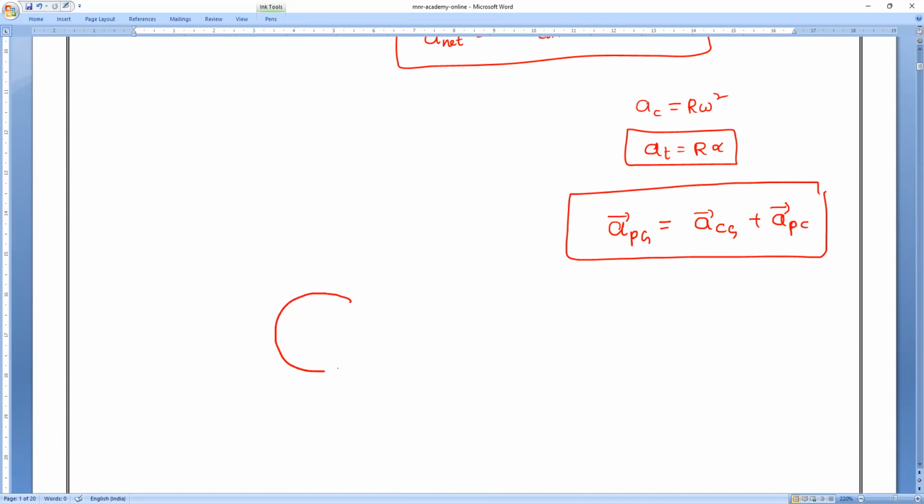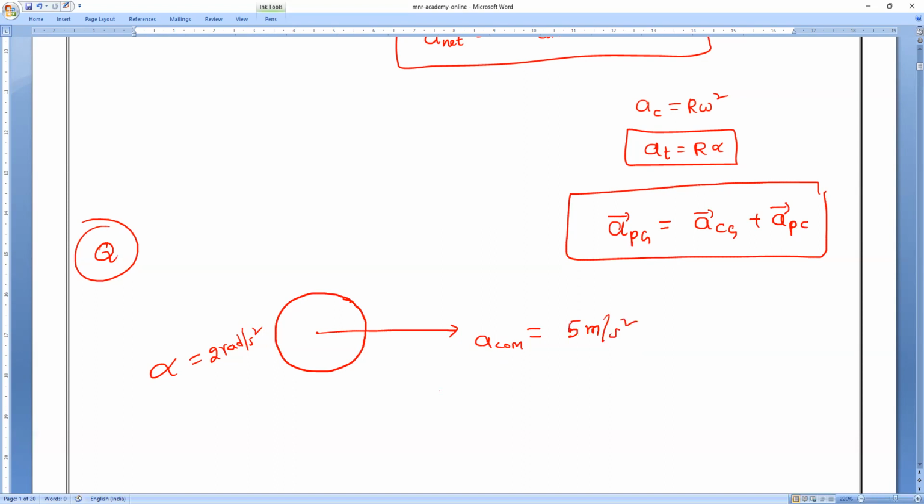Now let me take a question. There is a disk whose angular acceleration is 2 radians per second square. The acceleration of the center of mass, let me take, is 5 meter per second square, the radius of the track is 2 meters, and the angular velocity is 3 radians per second. So this is the given data. Now please find it.